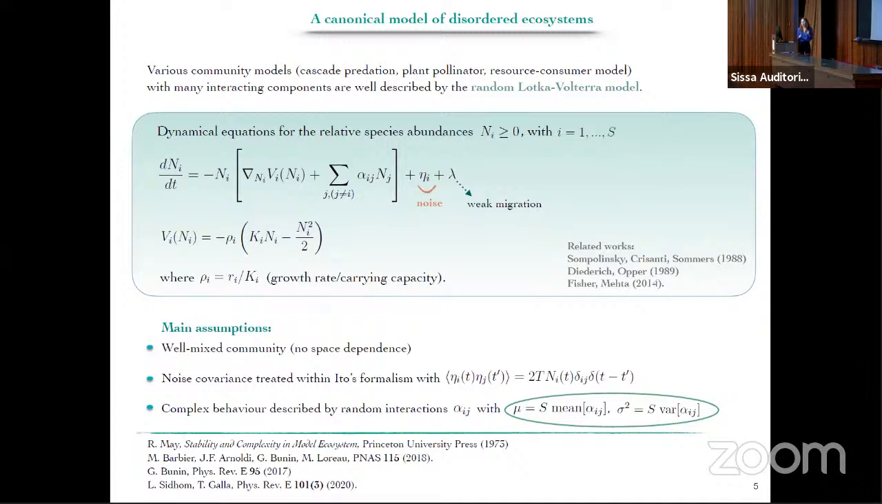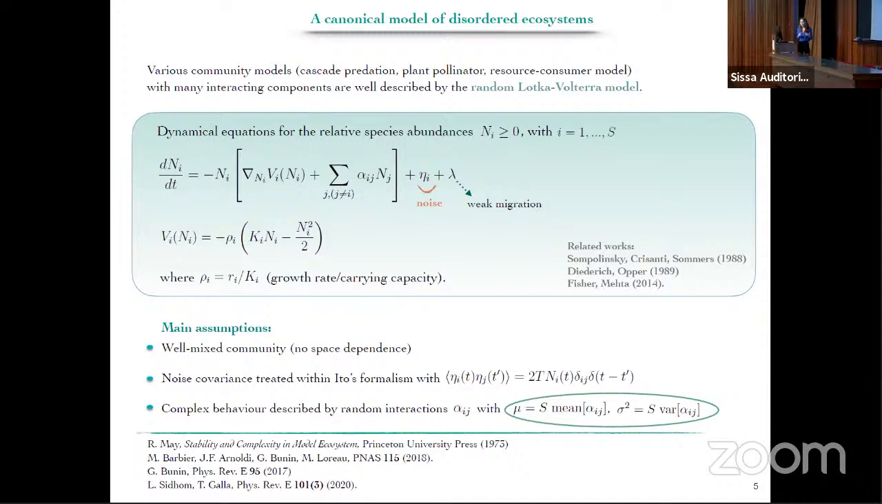So lambda_i is equal to lambda for every i. The main assumption to get an exactly solvable model is to start from a well-mixed community, so we are neglecting any space dependencies in the model. Then we model the noise covariance within the Ito formalism, which allows us to preserve the density at finite time.